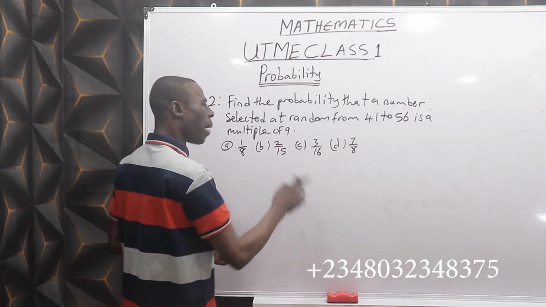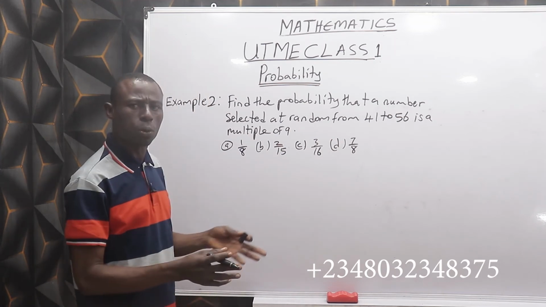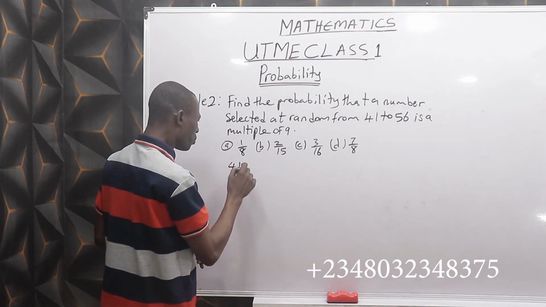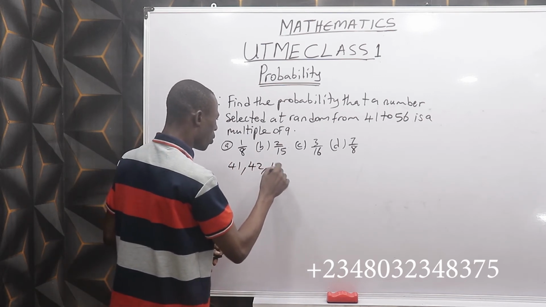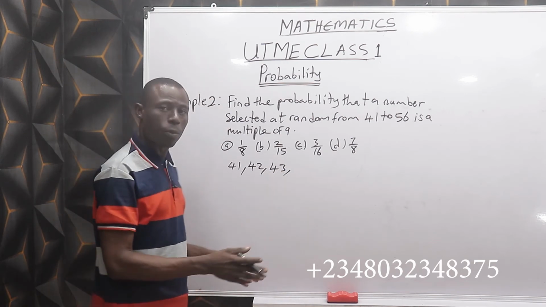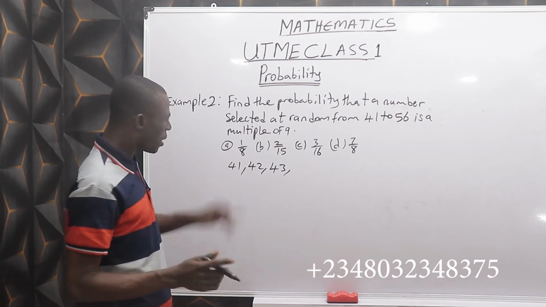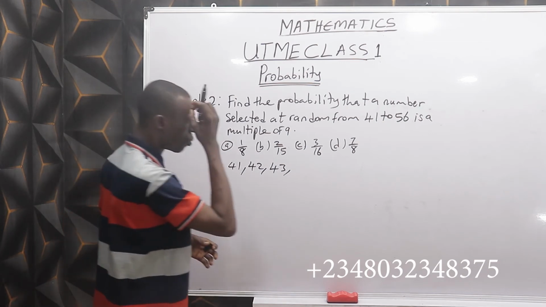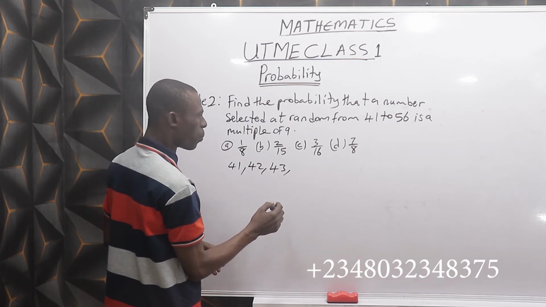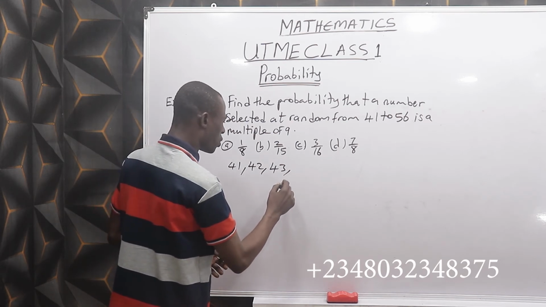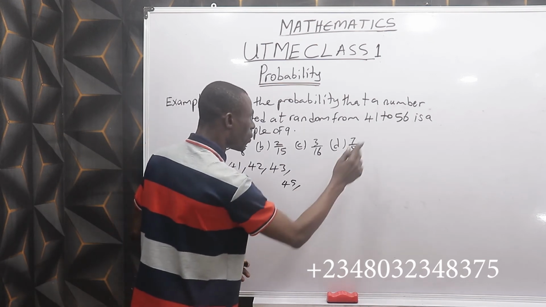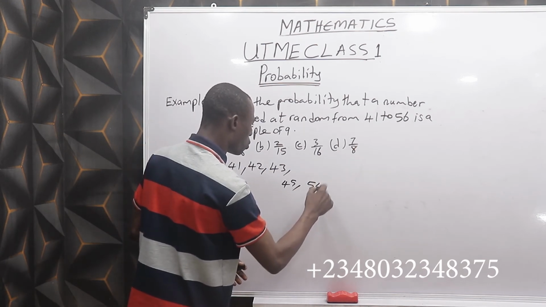So how many among those 16 are multiples of 9? You can see from 41, 42, 43. In the exam, you don't need to list them all like this. I will list them all, but you don't need that. In the exam, what do you need to do? Just quickly note which of them are multiples of 9. You see, 45 will be multiple of 9. 54 will be multiples of 9.